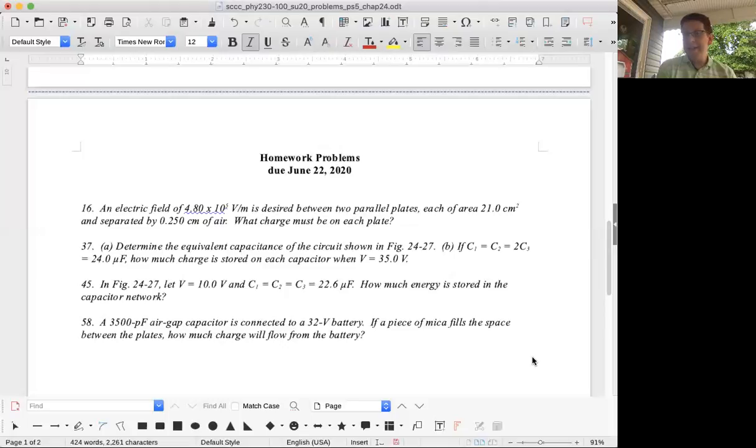So those are the 10 problems you're going to be working on for chapter 24. Again, if you have any questions, whether it's a recitation problem or a homework problem, let me know. I'd like to see videos of the recitation problems up by tomorrow, if possible. And if you have any issues with that, let me know. Otherwise, good luck, and I will talk to you soon.